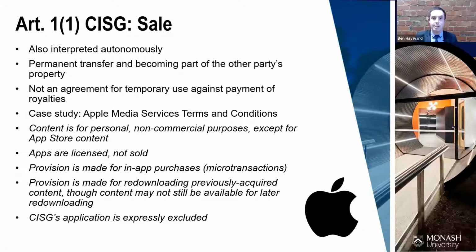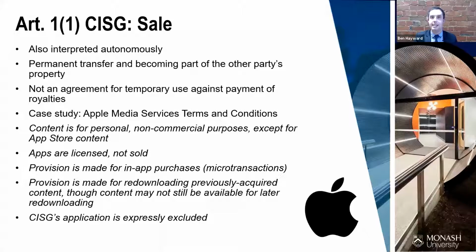So this arose as a particular difficulty in the software context because software is traditionally licensed rather than sold. That's a feature of the market. And the teachings tell us in that context that it doesn't matter what the transaction is labeled as. We're asking whether a license is a sale in substance. And for that, we're looking at whether there's a permanent transfer of the software such that it becomes part of the other party's property. And what's not included is an agreement for temporary use against payment of royalties. So we can apply those same criteria to non-software data to see whether those contracts would fall in or outside the convention scope.